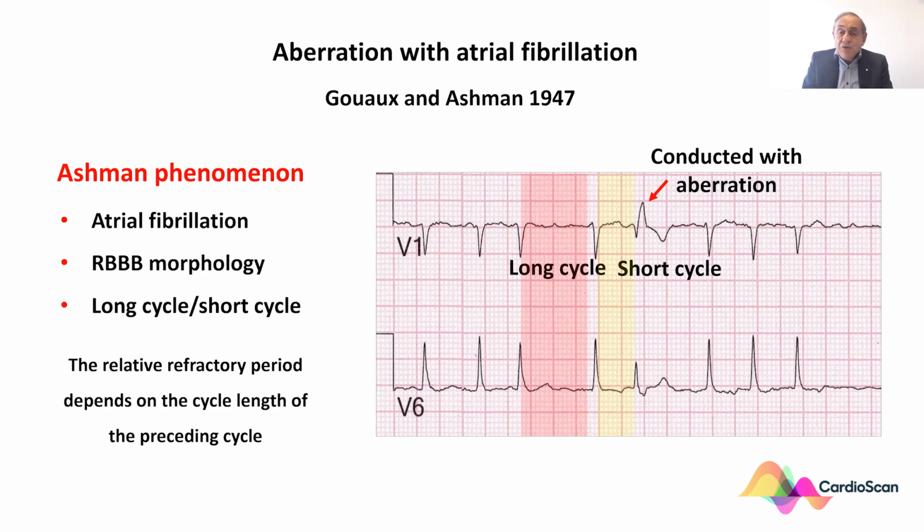And of interest, one can look below to V6, and often in V6, the QRS is more narrow, and there is an S wave, which is wider, which is part of the bundle branch block, but nevertheless, there is a clue that this possibly is aberration.